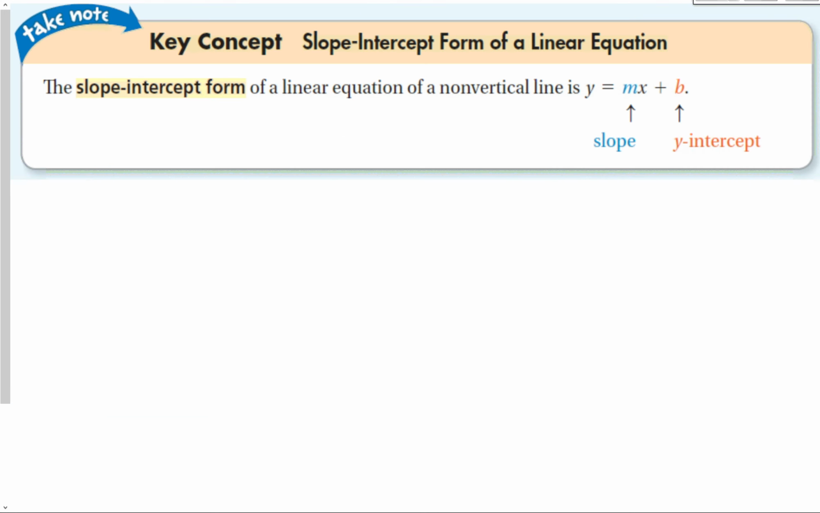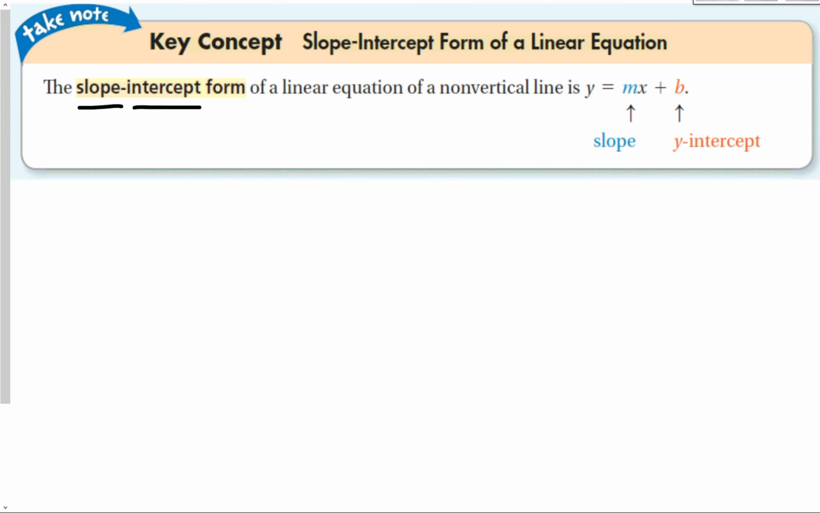All right, so the slope-intercept form, which is going to focus on the slope and the y-intercept, of a linear equation of a non-vertical line is y is equal to mx plus b, where m is the slope and b is the y-intercept. You'll see those letters.